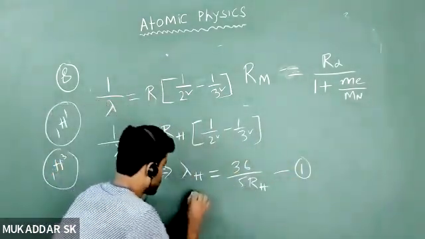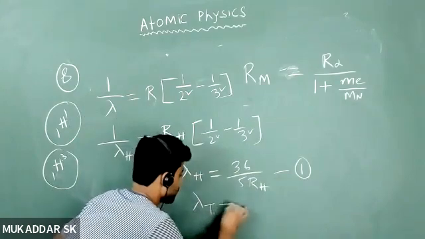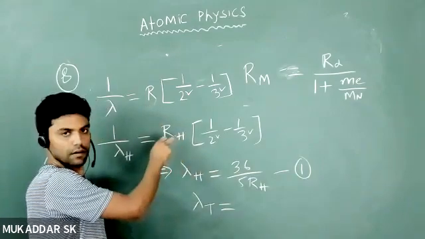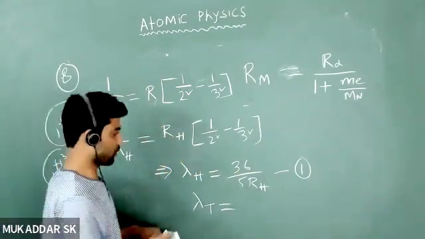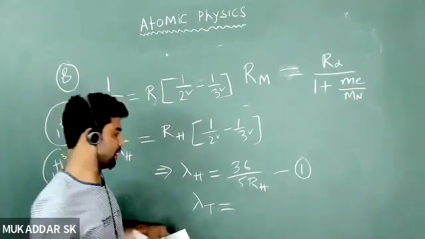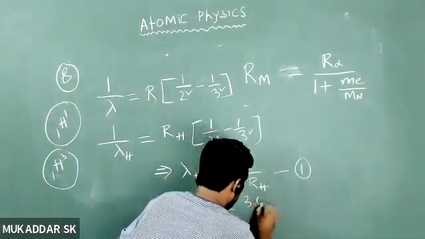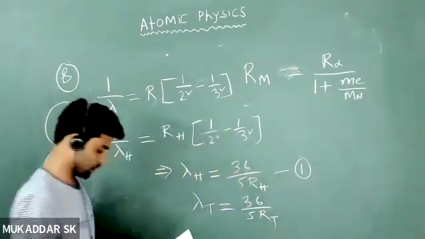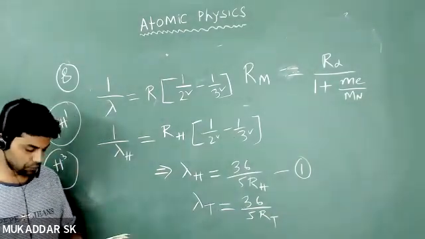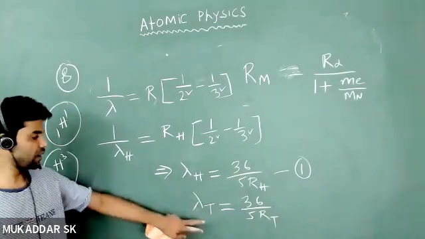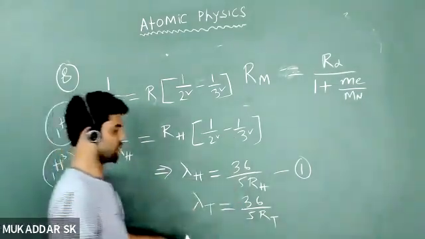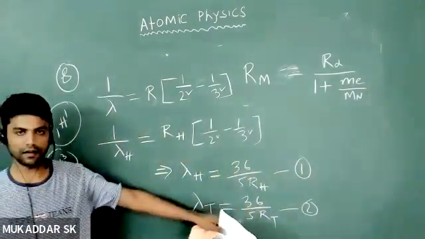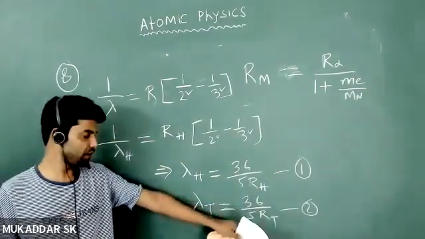For tritium it will be the same, since the transition is again from 3 to 2, you just have to change the R value. For tritium, let us take the symbol R of T. This constant value will be fixed, 36 by 5, but here you have to take R of T. So lambda T is nothing but, and let us call this equation 2, lambda H is 36 by 5 RH, and lambda T is 36 by 5 RT.